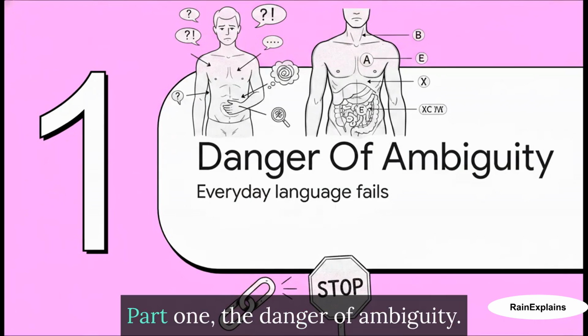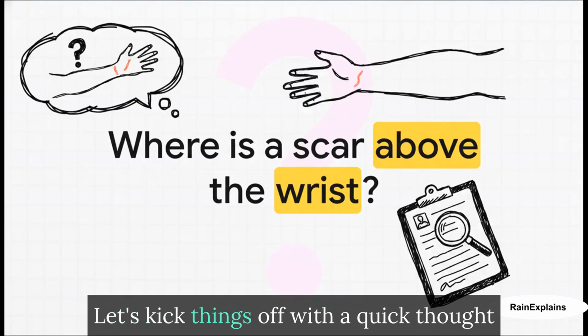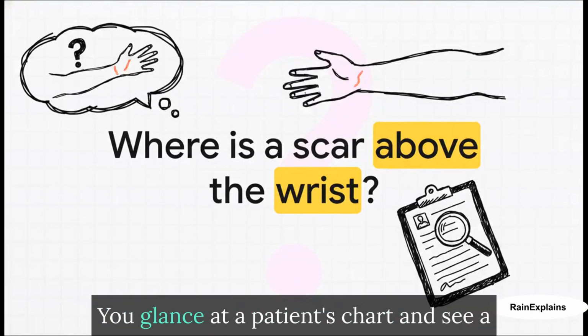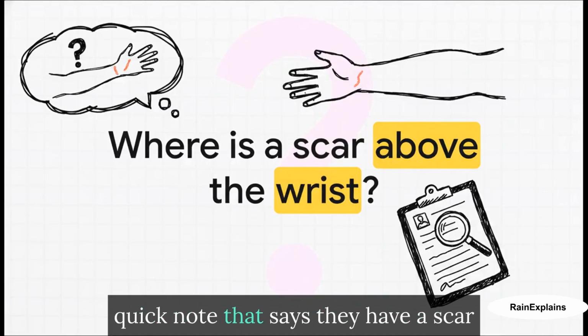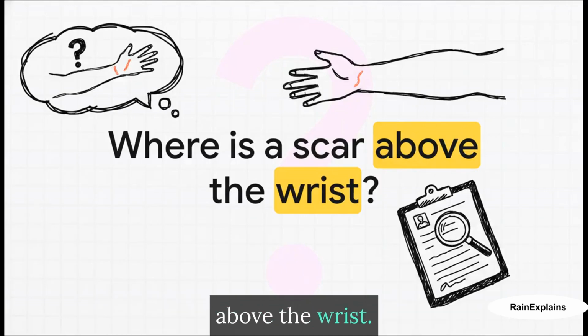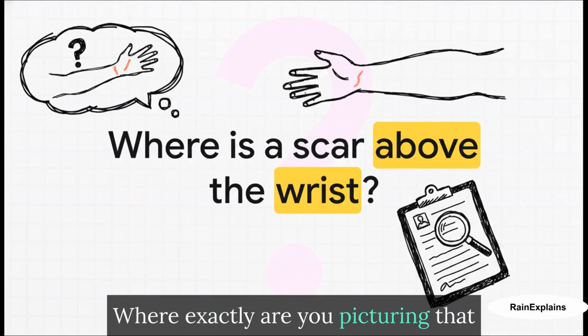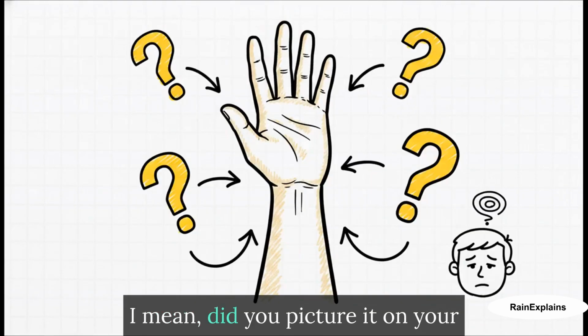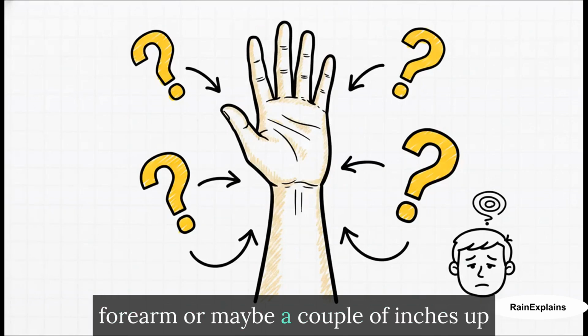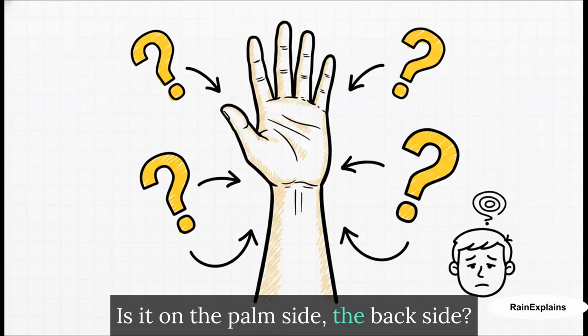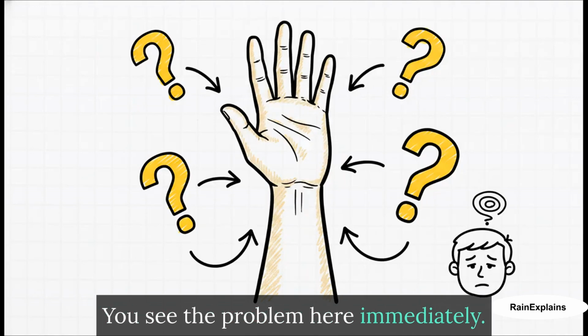All right, part 1, the danger of ambiguity. Let's kick things off with a quick thought experiment. Imagine you're a doctor, right? You glance at a patient's chart and see a quick note that says they have a scar above the wrist. Take a second. Look at your own arm. Where exactly are you picturing that scar? I mean, did you picture it on your forearm or maybe a couple of inches up onto your actual hand? Is it on the palm side, the back side? You see the problem here immediately.